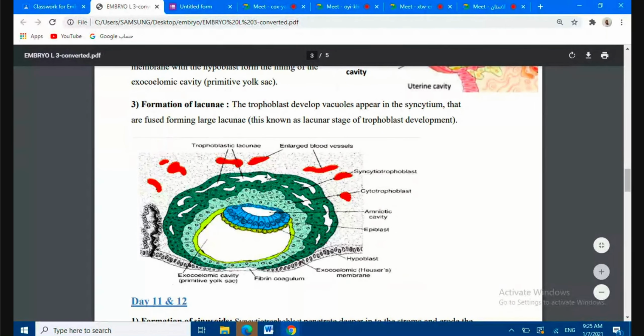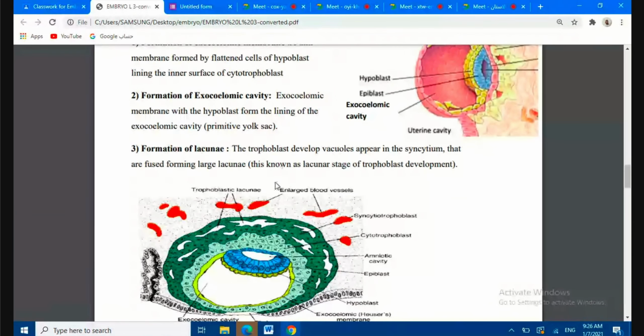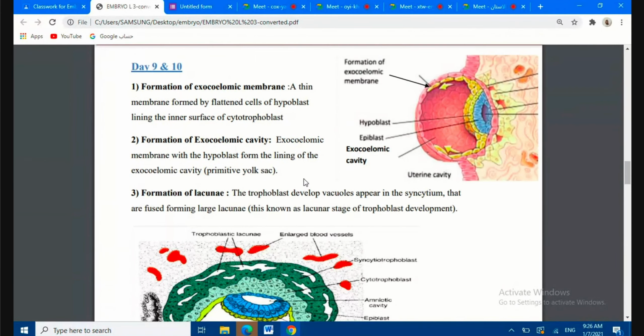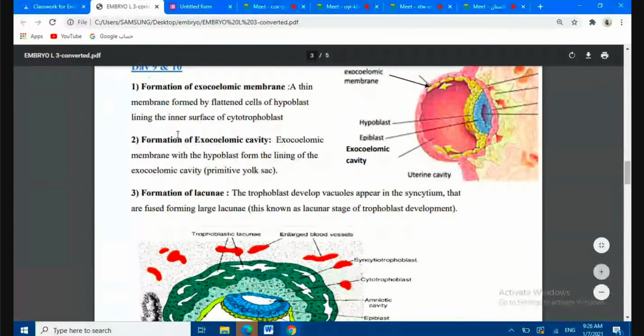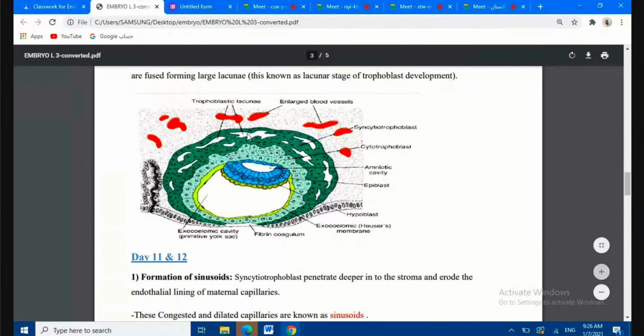Okay, so I may ask you when the lacunar stage happens. I may ask at what time the lacunar stage forms. Sometimes I specify and say mention the week: in which week does the lacunar stage form? You will answer: the second week of development. Good. If I want a harder question I will ask in which day, and you will answer day 9 and 10.